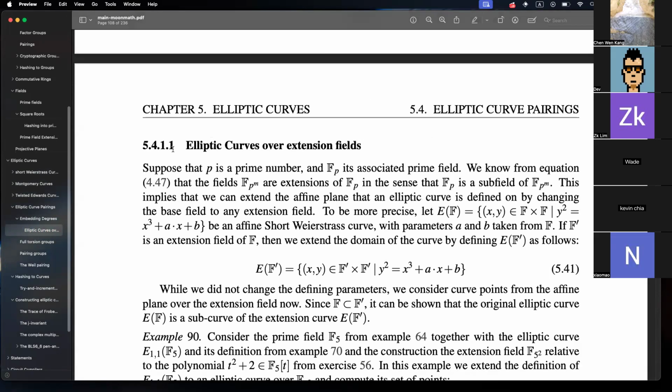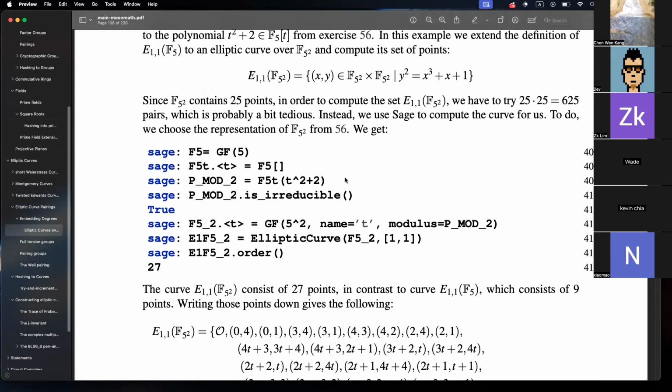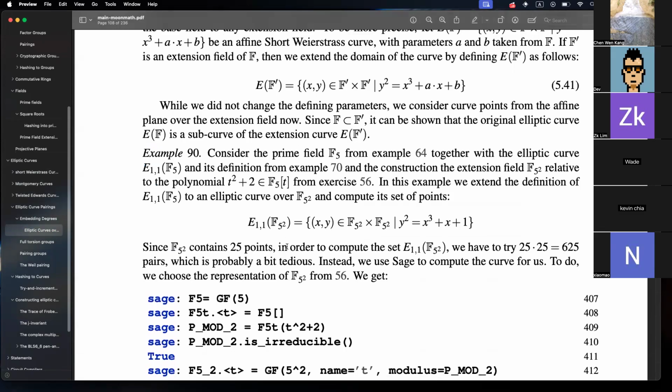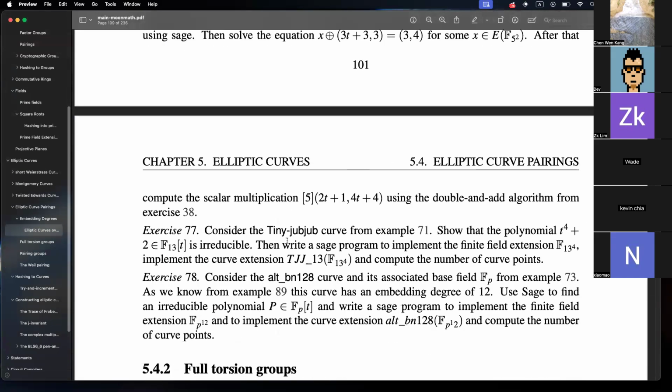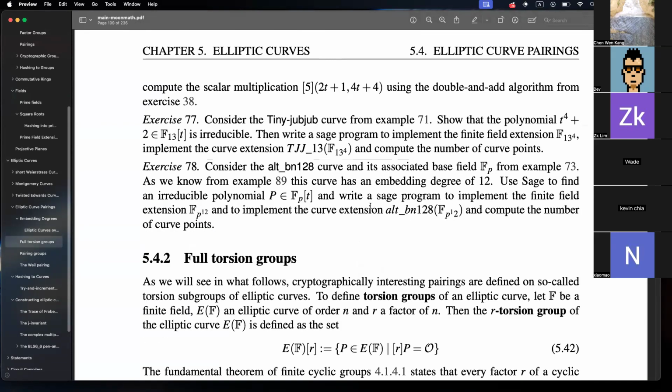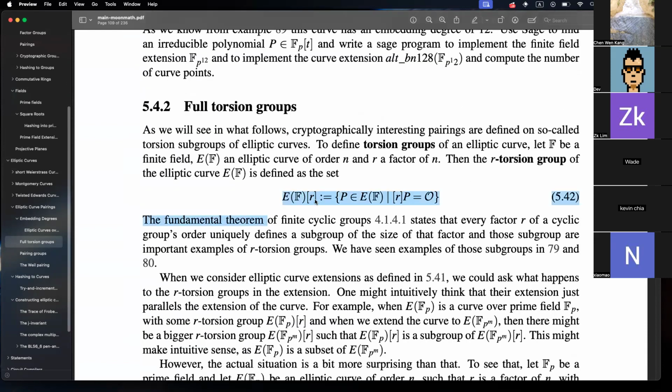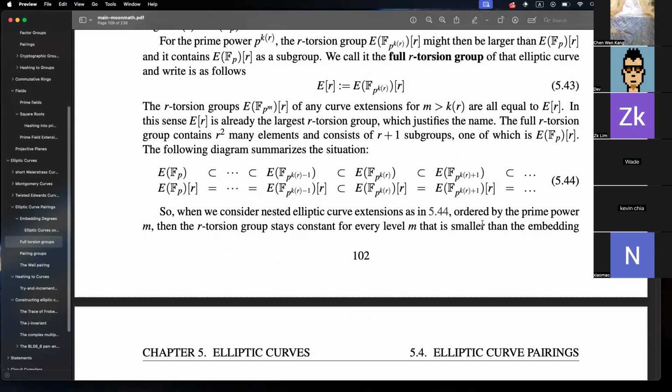So as we are going through, okay, elliptic curve over extension field. Any questions on this? Remember what prime extension fields are, hopefully. We'll talk a lot about the Tiny Jubjub curve, which is a very specific curve used as an example here. That's also mentioned quite a lot in previous sections as well. Okay, let's continue. Full torsion groups. Any questions?